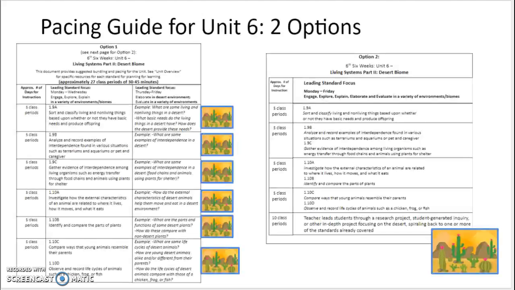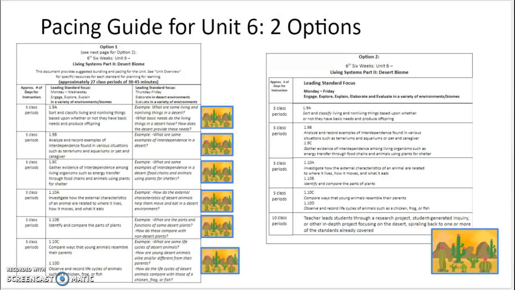So let's take a look at our options for teaching the life science standards in the last 6 weeks. You have two options for pacing. This was similar to what we had last 6 weeks too. I don't expect you to be able to read this, but visually, option one is on the left-hand side, and you've got these little mini units that are represented by the rows.